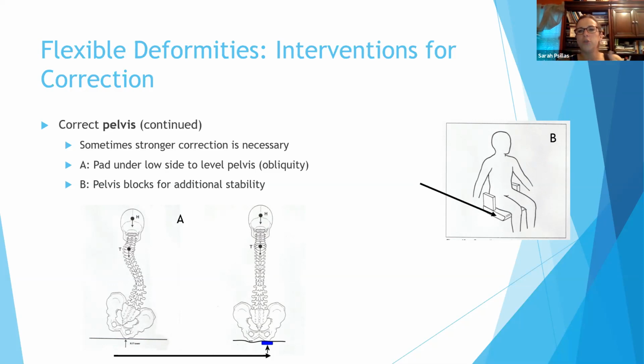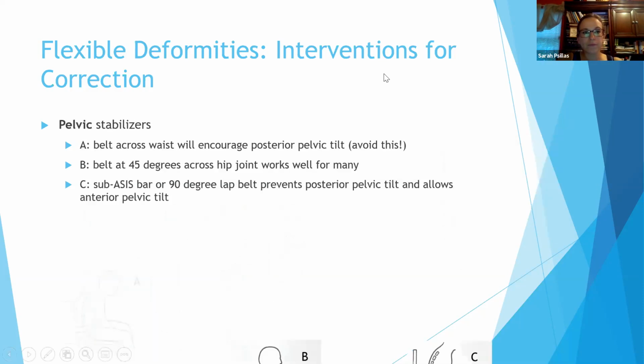Or sometimes you might want to put something, they're called pelvis blocks, but essentially you could do this easily if you had any sort of stiff foam or cardboard or something like that. They would just hold the hips in place. And so the image on the right with this arrow, I don't know if you can see my mouse, the one with the arrow on the right is the one that I'm talking about with pelvis blocks.